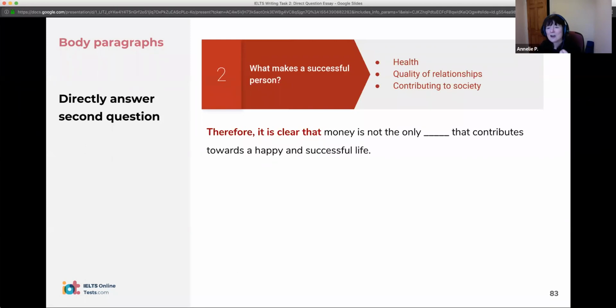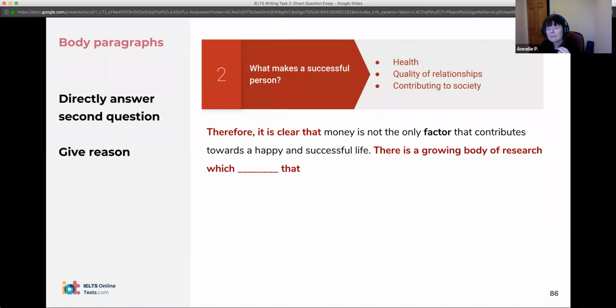Okay, so money is not the only factor. Okay, oh, crystal clear, I like that. So again, the measure, the factor, those kind of words, the criterion, okay, that contributes towards a happy and successful life. Okay, and then the same structure, remember, that we looked at before.